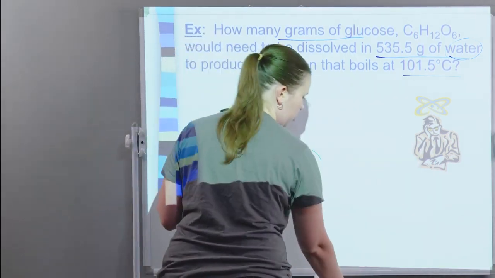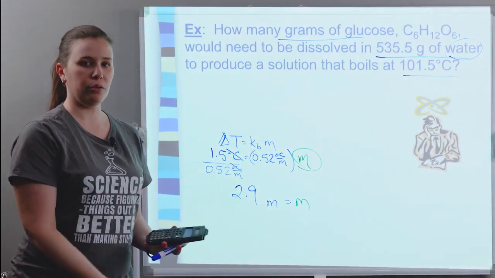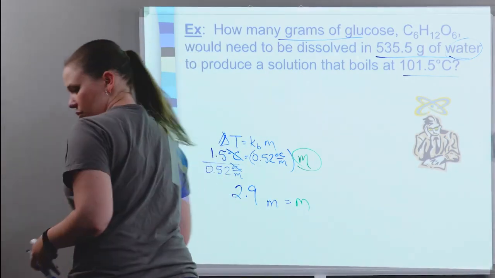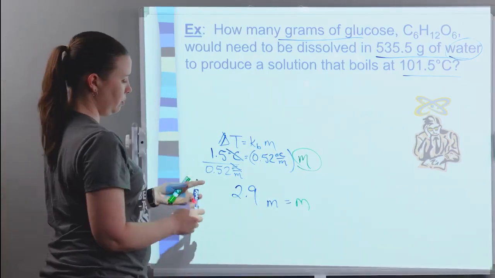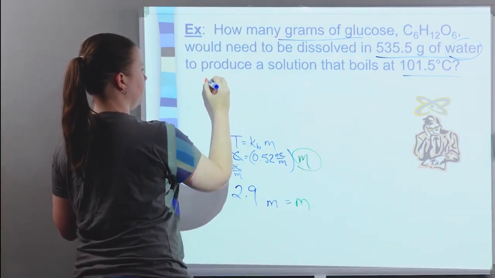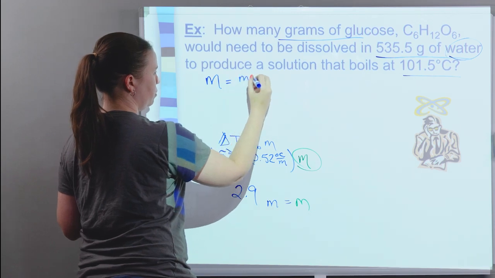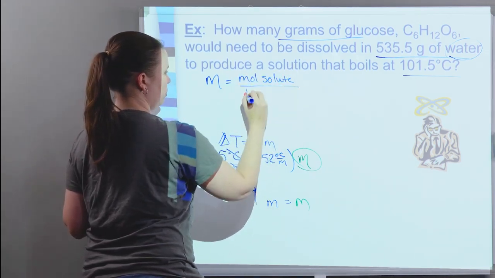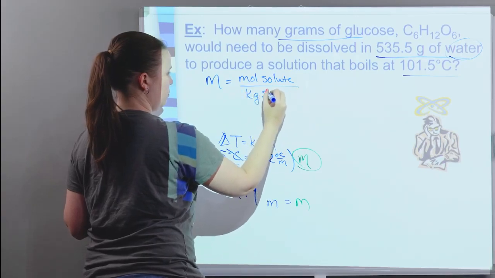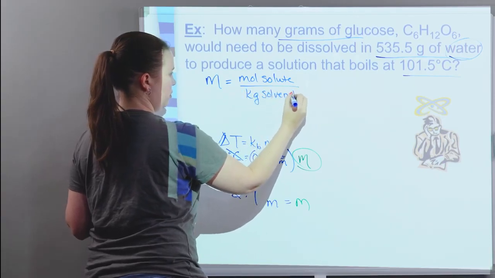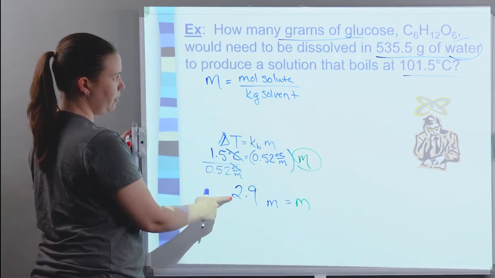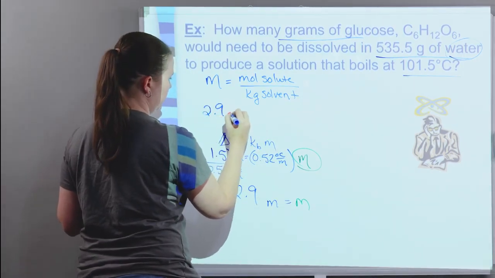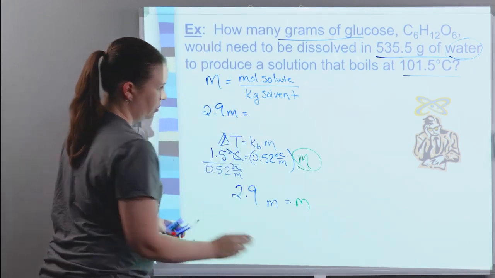What version of concentration relates your amount of solute and your amount of solvent? That's going to be our molality equation, which is fortunate since we just found molality. So molality is equal to mole of solute over kilogram of solvent. So now I can plug in the molality that I found over here on the left-hand side, 2.9 molality.